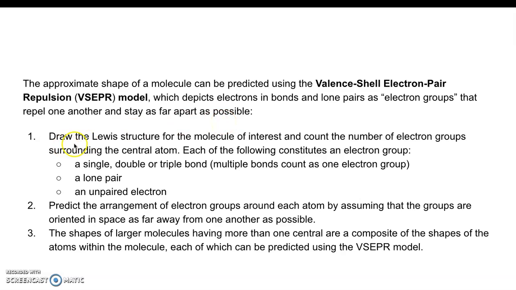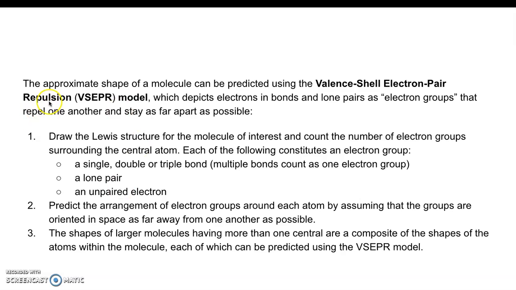The first thing we do is draw the Lewis structure for the molecule, and we count the number of electron groups surrounding the central atom. So we just look at the central atom. You could have single, double, or triple bonds. Multiple bonds count as one electron group. A lone pair of electrons, or even an unpaired electron, which we haven't done, but they do exist, also counts. We predict the arrangement of electron groups around each atom by assuming that the groups are oriented in space as far away from one another as possible.